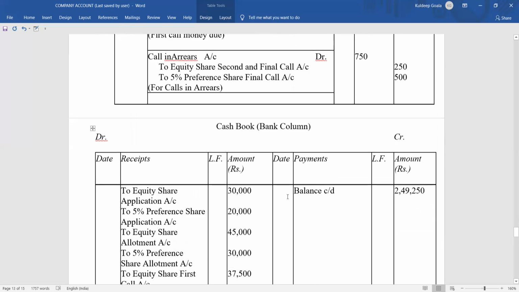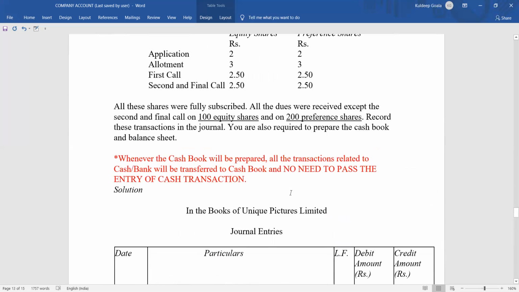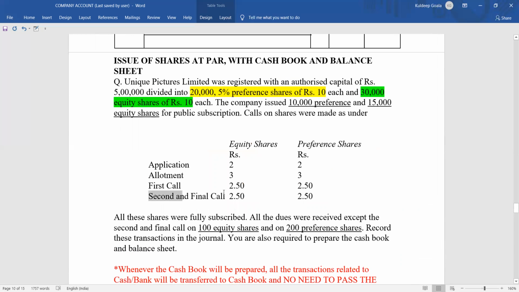Clear? Now coming to the last part, that is second and final call of 2.5 and 2.5. There will be no problem in case of making it due. Don't think that they have not paid the money, so I'll make the due amount less. No, at the time of making due, the total amount will be taken. That is 10,000 into 2.5 in case of preference share, and 15,000 into 2.5 in case of equity shares.